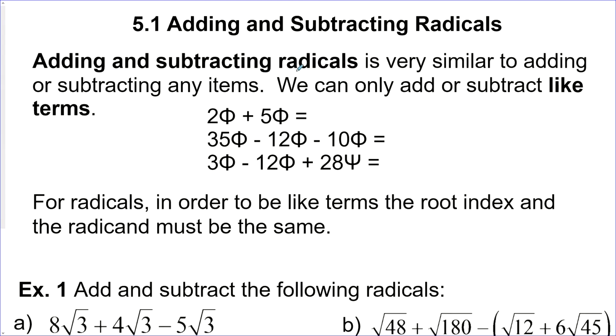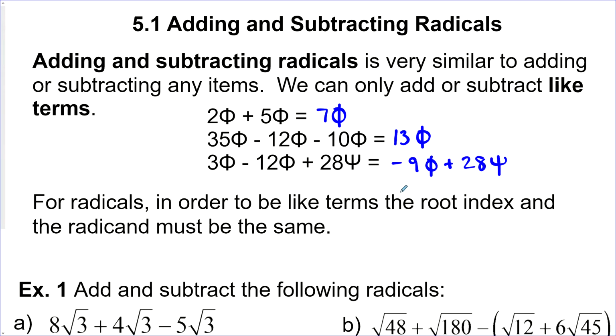5.1, we want to add and subtract radicals. It's going to work just like adding and subtracting everything else in math. We can only add and subtract like terms. So here we have 2 phi plus 5 phi, and they're the same, so we've got 7 phi. 35 phi minus 12 phi minus 10 phi is 13 phi. Because they're all the same, they're all like terms.